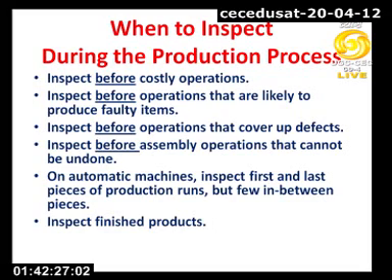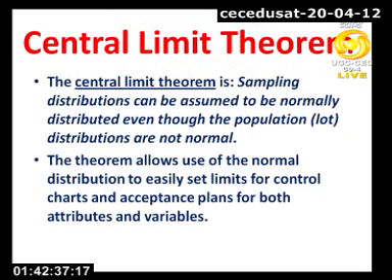So, we must check the products before assembly operations. On automatic machines also, inspect first and last pieces of production runs, but a few in between pieces should also be inspected, and then finally inspect the finished products.